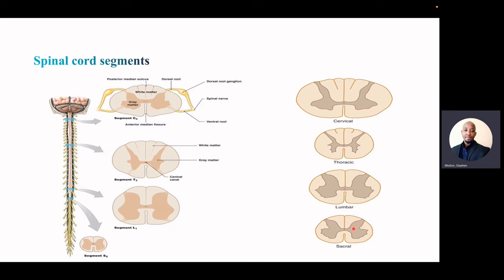a lumbar segment. Have a look at these segments and see if you can tell the same difference. Look at this sacral segment here, the amount of gray to white, and then look at the cervical segment. It should be easy enough to tell. Now, does anybody know why this is the case? Consider all the tracts that are running up and down the spinal cord, going to the brain.